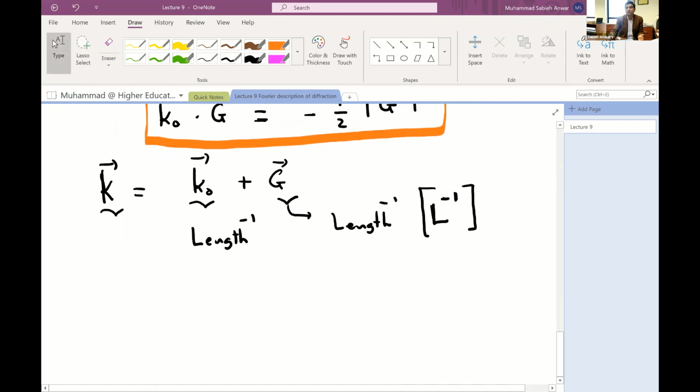So the reciprocal lattice vector belongs to a space which is called the reciprocal space, and it is also called the momentum space because k's are proportional to momentums. And this lattice vector g can be considered to be a particle which corresponds to what is called the crystal momentum.